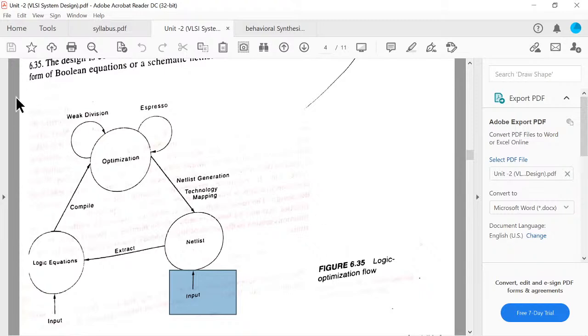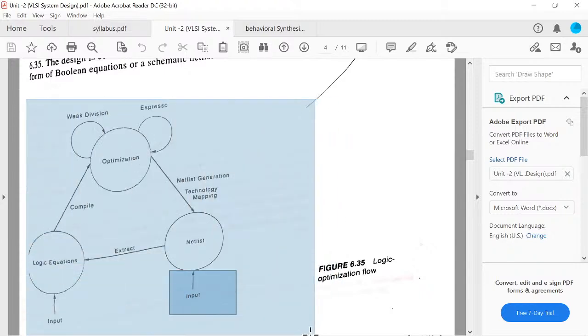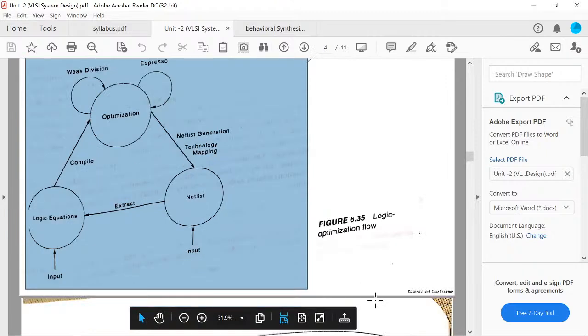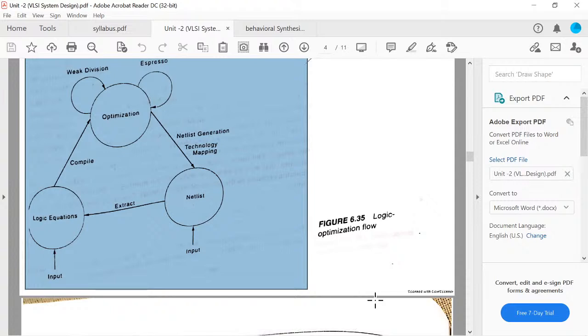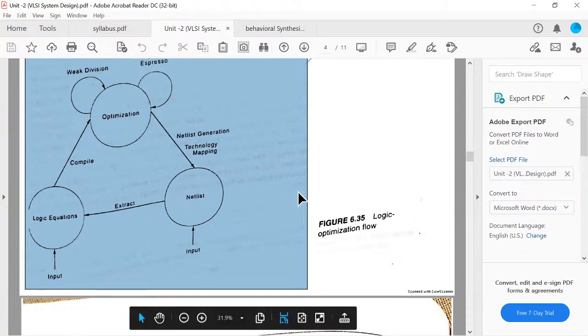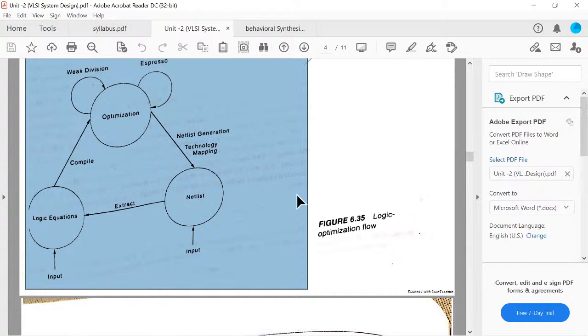The design flow in logic optimization is shown here. This one is the logic optimization flow. It can be easily understood by taking some examples. Suppose we need to design a one bit multiplier. For designing this one bit multiplier, using a hardware description language, we implement a netlist and verify the circuit.